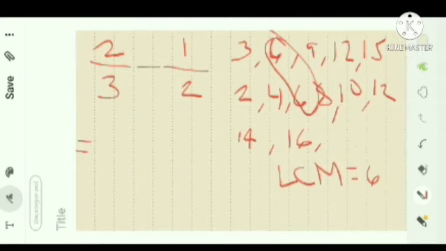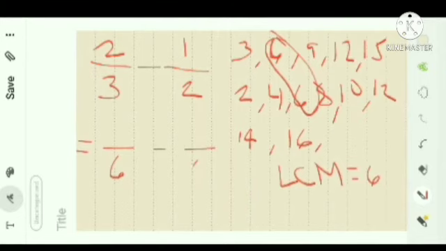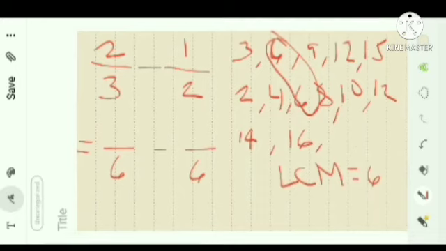So the first fraction, we have 6 as our denominator minus our second fraction. We have also 6 as our denominator. Then the next step is to convert all numerators in its equivalent fraction. So 6 divided by 3 is 2 times 2 is 4.